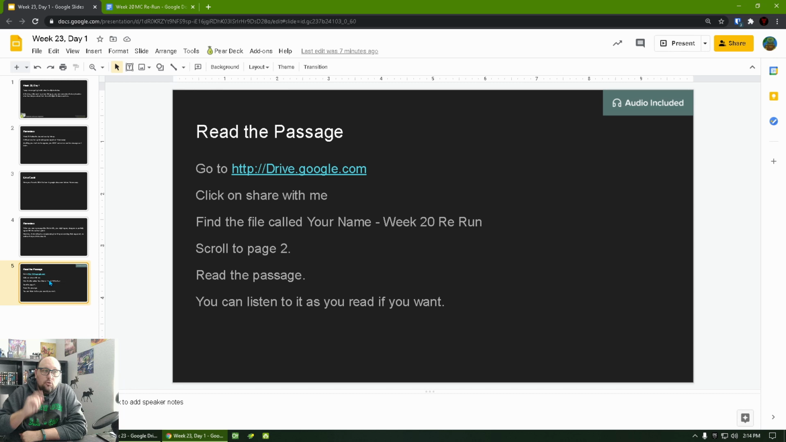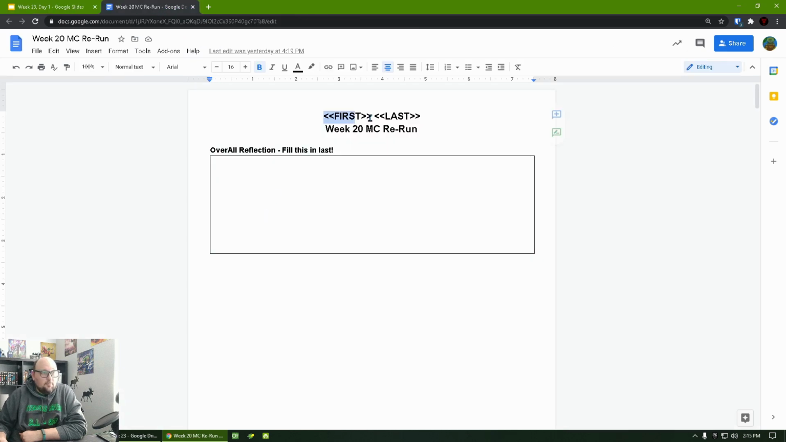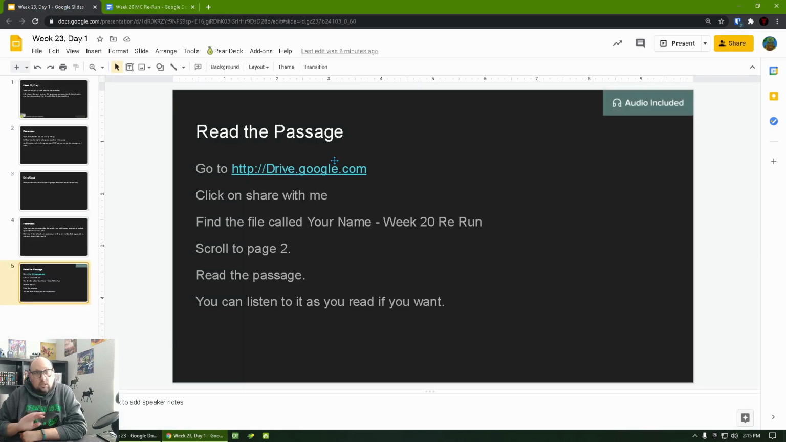And there's a file you need to open, and the directions are on my screen right now. You need to go to Google Drive, click on Shared with Me. There'll be a file, the name will be like Your Name - Week 20 Rerun. When you open it up, it will look like this. Instead of first and last, it will be your first name, your last name. Again, it's not on Google Classroom. You have to follow these directions right here. And the reason for that is because it is personalized, as you'll see.